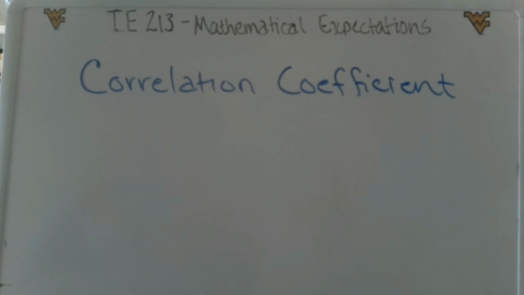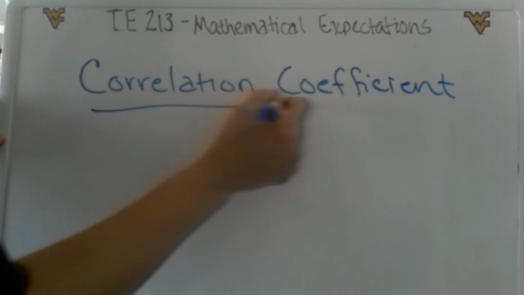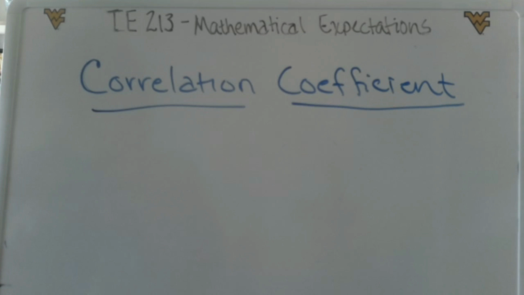Alright, let's talk about correlation coefficient. Although the covariance between two random variables does provide information regarding the nature of the relationship, the magnitude of the covariance does not indicate anything regarding the strength of the relationship. Since covariance is not scale-free, its magnitude will depend on the units used to measure both x and y.